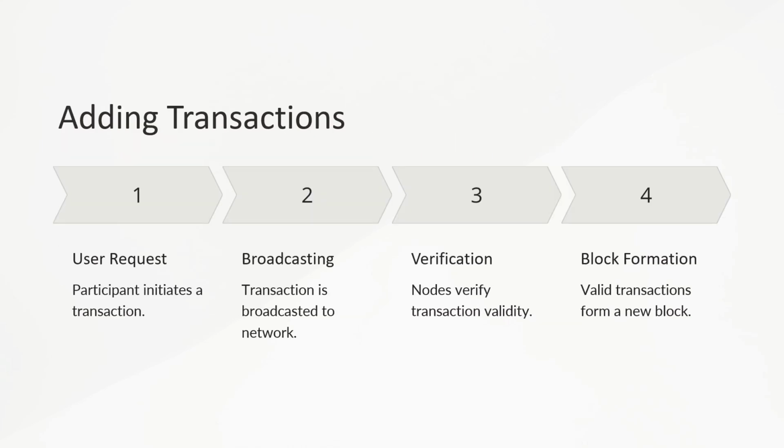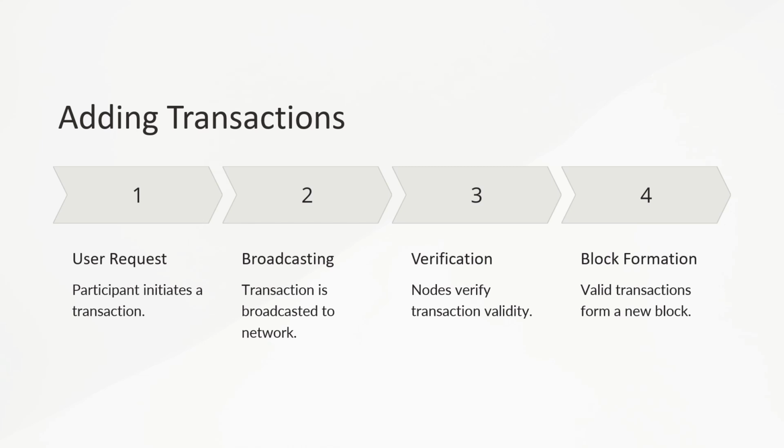Let us now look into steps for adding transactions to the blockchain by recalling the example of Alice and Bob. A participant initiates a transaction. This is called user request. Alice wanting to pay Bob one Bitcoin is a user request. The transaction request is sent to the entire network referred to as broadcasting. Alice announcing her intent to all her friends in the network is broadcasting.